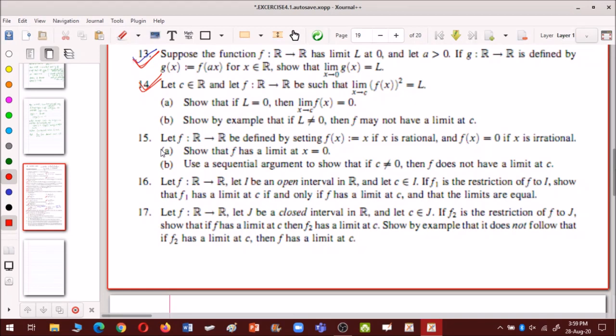So let us start with question number 15. In this question we have been given that f(x) is equal to x when x is rational and 0 when x is irrational. So it is the Dirichlet function and we have to show that it has a limit at x equal to 0, and if c is not equal to 0, then f does not have a limit at c. That is, we have to show that f has a limit only at x equal to 0.